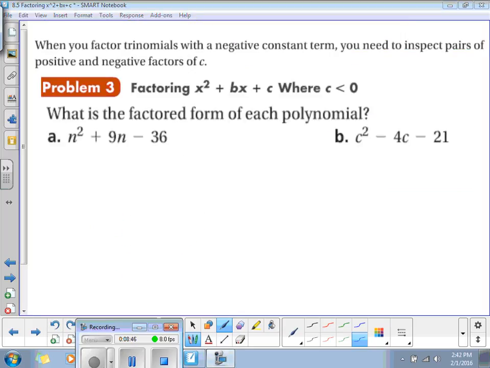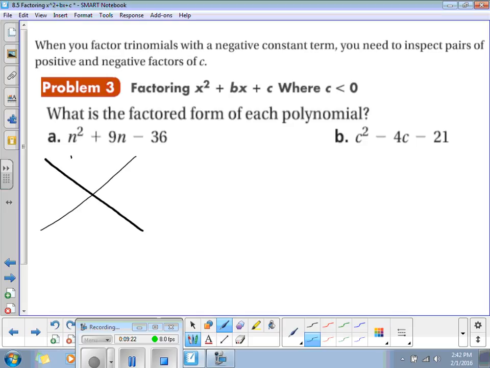Problem 3. When you factor trinomials with a negative constant term, you need to inspect pairs of positive and negative factors of c. Okay? And here, we have a positive b and we have a negative c. So let's again start with our x method. Okay, there's our x. And I don't have a table there, so I'm just going to write my factors on the side. That is okay. You don't have to do it in table form.